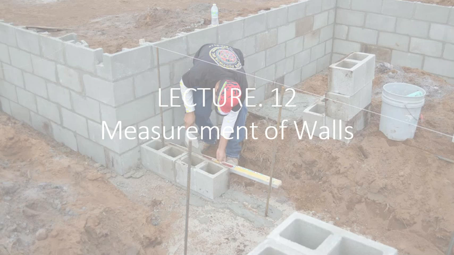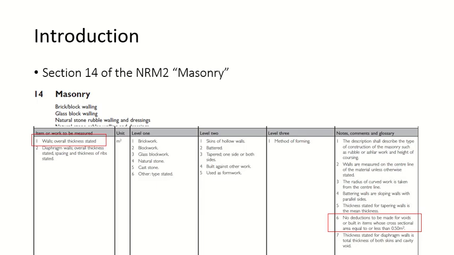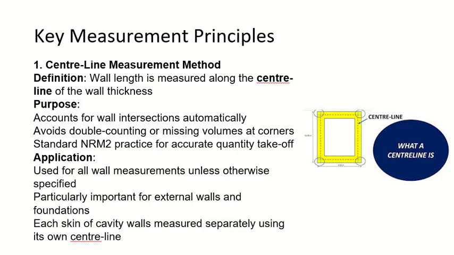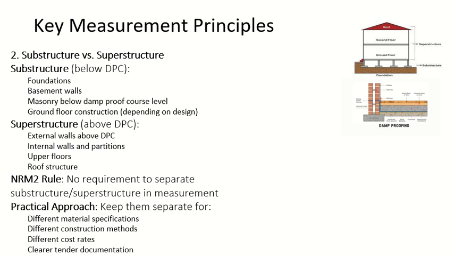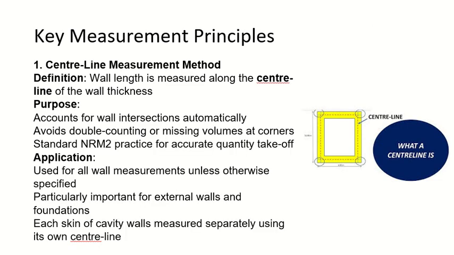Okay, before the exam, we were going through the topic of measurement of walls. We have already touched upon it with the substructure. Now we are talking about the walls which are part of the superstructure. We have looked at the sections in the NRM, and it remains the same no matter which type of wall you are doing. So there were some basic principles we discussed.